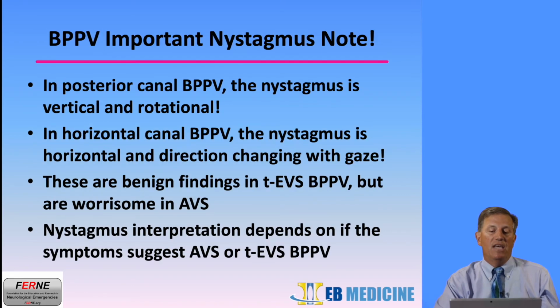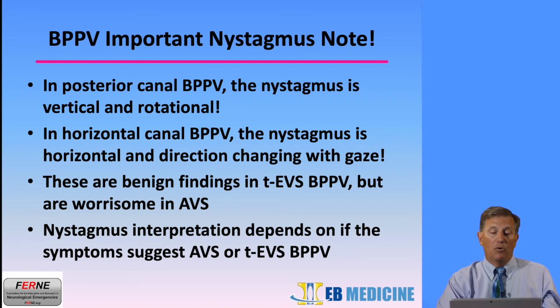Now, a BPPV important nystagmus note. Remember, when you have these central nystagmus signs, such as rotatory, vertical, or changing direction nystagmus, or unprovoked nystagmus to one side, these in AVS are considered central. But when you're considering BPPV, which is a triggered event, not acute vestibular syndrome, you can have these abnormal nystagmus findings and they are not suggestive of a central etiology.